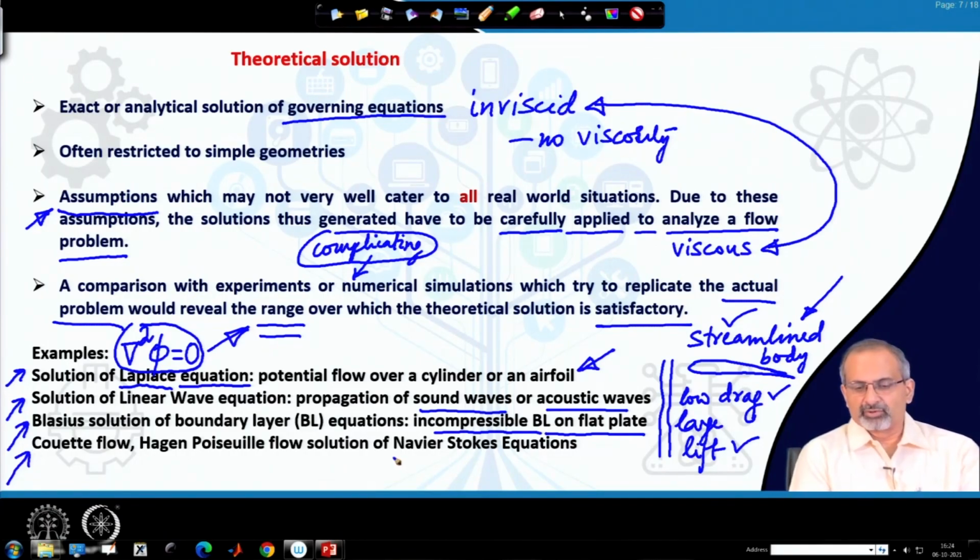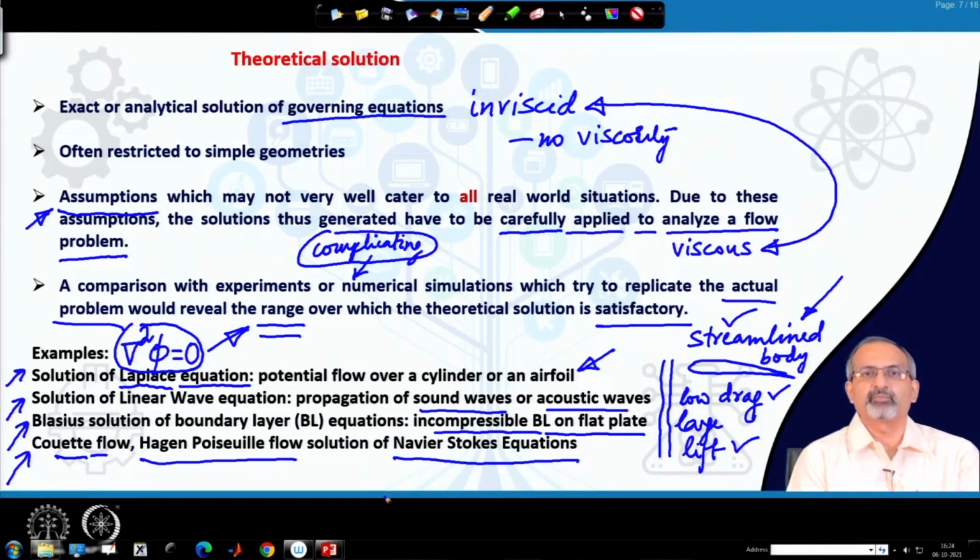Different exact solutions of Navier-Stokes equations. Two of them are Couette flow and Hagen-Poiseuille flow. So, these are some of the examples where a theoretical solution is possible. But beyond this, there are a large number of real life problems which cannot be simplified to an extent where theoretical solution is available.